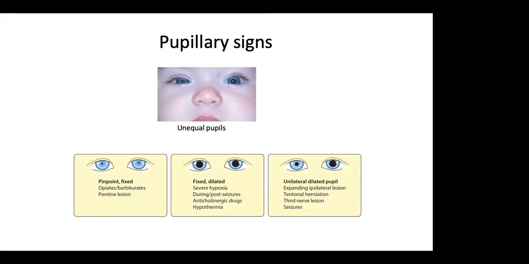Okay, this photo is an example of unequal pupils, which can be one of the increased ICP signs, the picture above. And there are actually other pupillary signs in altered consciousness, like pinpoint and also dilated pupil.